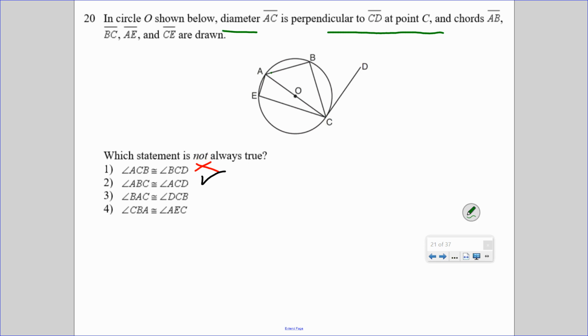BAC is an inscribed angle to arc BC. DCB is your special case inscribed to arc BC. They both intercept the same arc, so they're congruent.